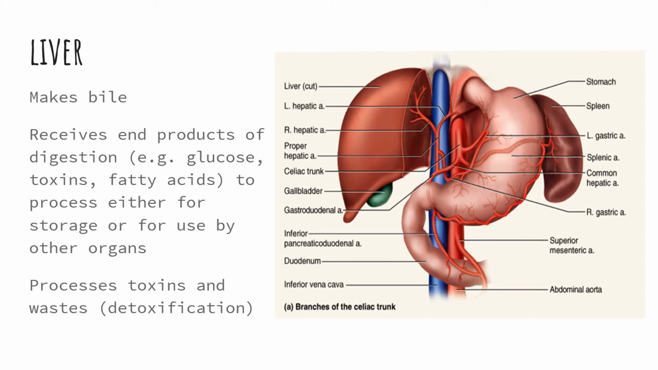And then the liver does also receive all the end products of digestion. So our glucose, our fatty acids, our amino acids, and vitamins or minerals. And particularly with glucose and fatty acids and the amino acids, we will either send these out to the rest of the body for use or package them into storage either as glycogen or triglyceride.